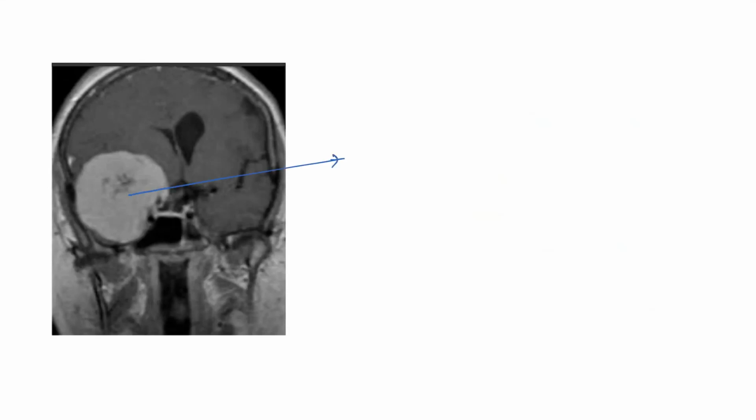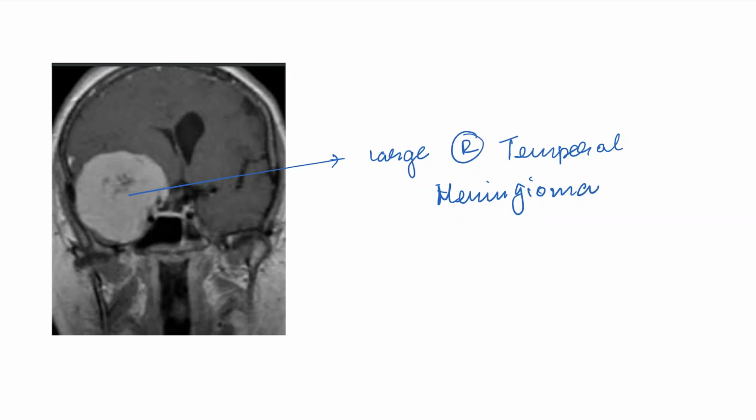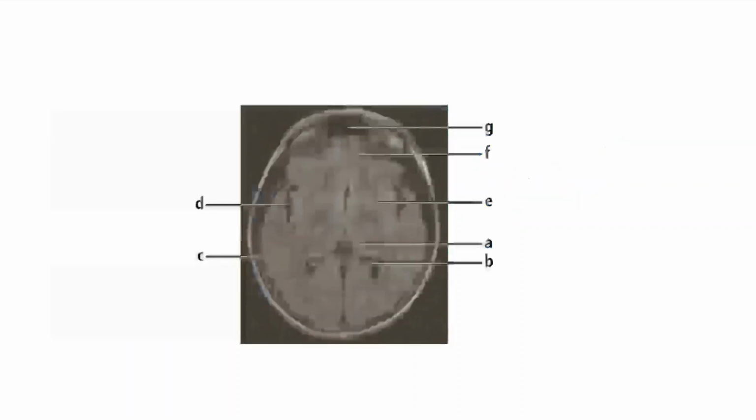This is a coronal MRI with gadolinium showing large right temporal meningioma. I repeat, this is a case of large right temporal meningioma. And the investigation is MRI with gadolinium.